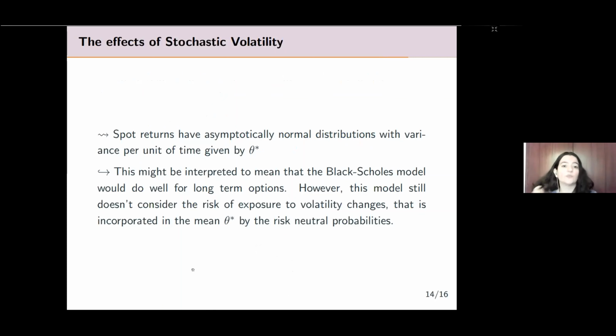Another thing that I'd like to point out is that spot returns have asymptotically normal distributions with variance per unit of time given by theta star. And this could be interpreted to mean that the Black-Scholes model would do well in long-term options, since it assumes that spot returns have normal distributions. However, this is misleading because the Black-Scholes still maintains that fundamental flaw of not considering risk of volatility, that is incorporated even in the mean theta star by the risk-neutral probabilities.